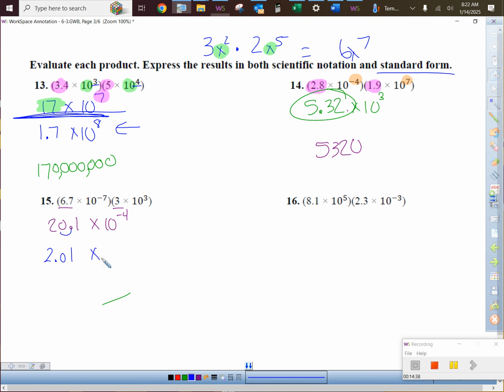And then here's how I talk to myself through it. It gets a little tricky with these negative exponents, right? This 20.1, what did I do to make him 2.01? Did he get bigger or smaller? I made him smaller, right? By how many powers of 10? It's how many places you move the decimal, right? One time, right? So this guy has to get bigger. Are you with me on that?